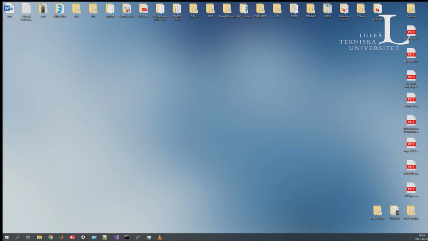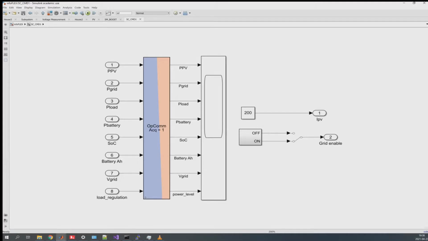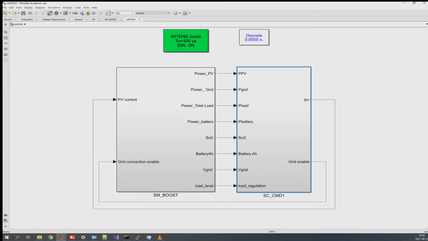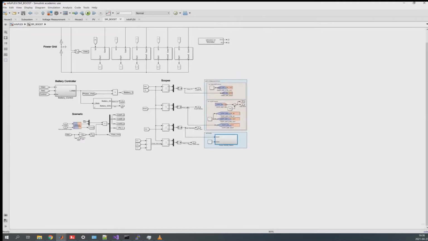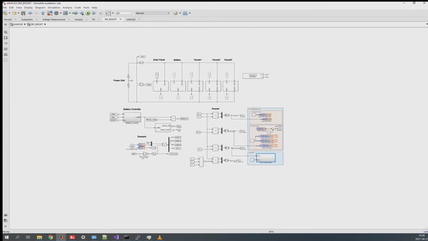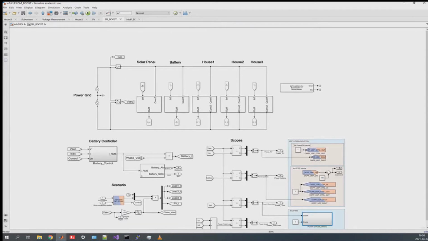This is a short introduction of multi-communication system in microgrid. The designed system consists of a model of a microgrid implemented in MATLAB Simulink, where the SM Boost subsystem is responsible for calculation of electrical system parameters and SC SMD1 is responsible for measurements, observing, and for input signals.